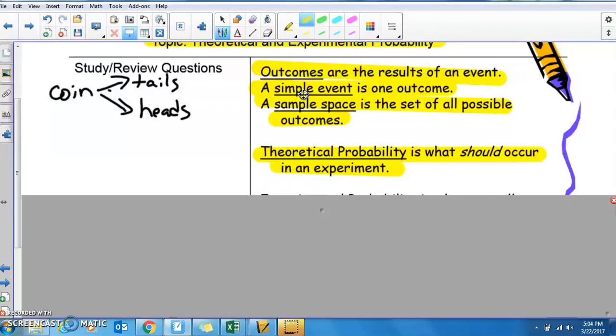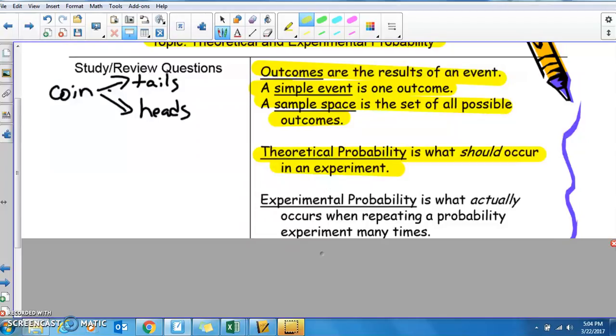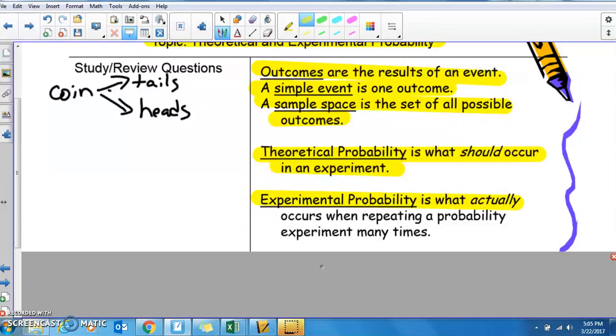I could flip a coin 100 times, and out of those 100 times, it could land on tails 90 times and heads only 10 times. Then you have what is called experimental probability. Experimental probability is what actually occurs when you repeat the experiment many times. So let's say I flip a coin 100 times, and I record my outcomes. I may record that it landed on tails 40 times and on heads 60 times. Now, is that 50%? No. It's what actually occurred. It's what actually took place. So with experimental probability, that is when you actually do the experiment. Theoretical is what should occur without doing the experiment. So I'm going to put a little note here.